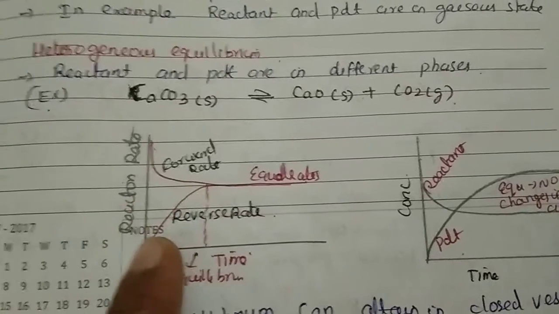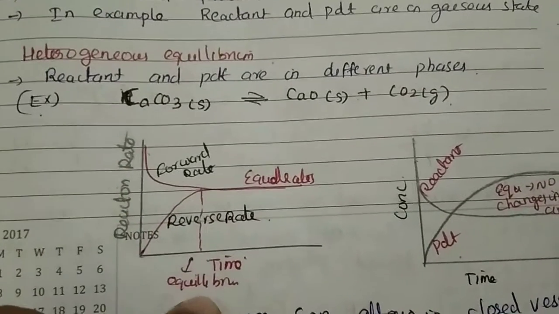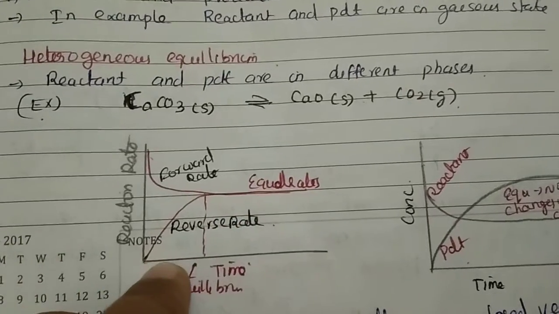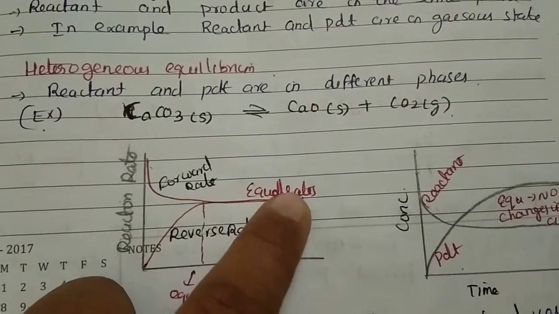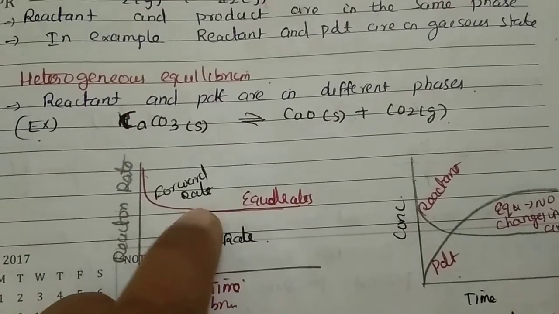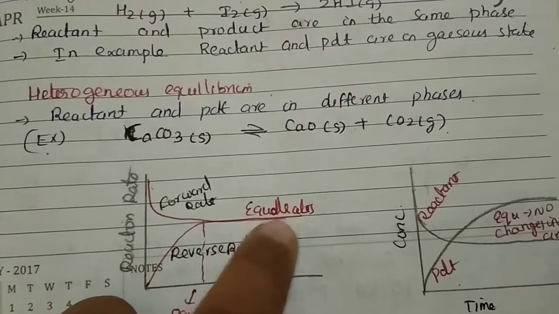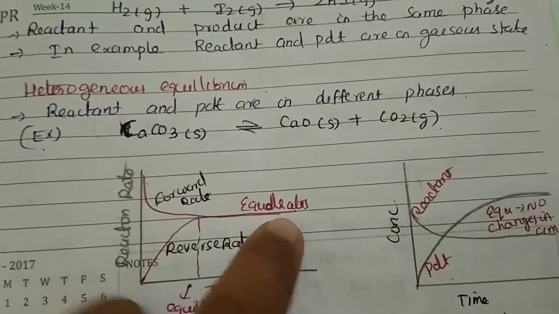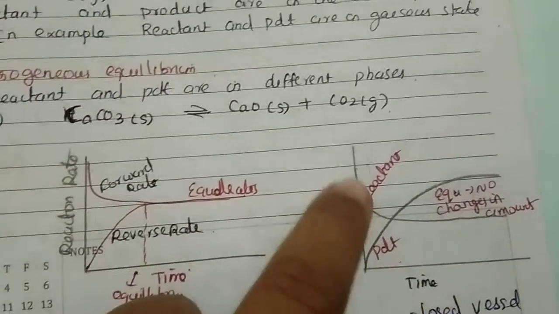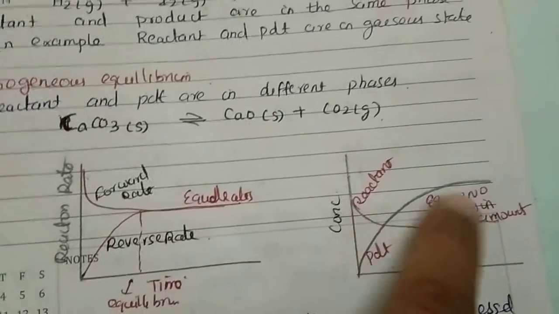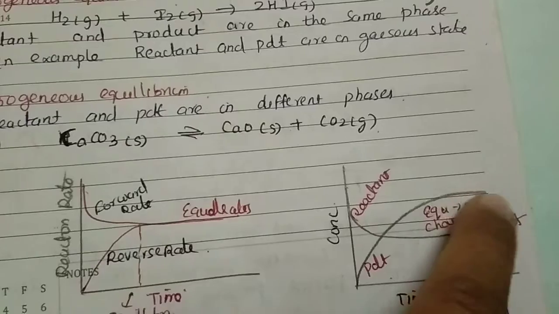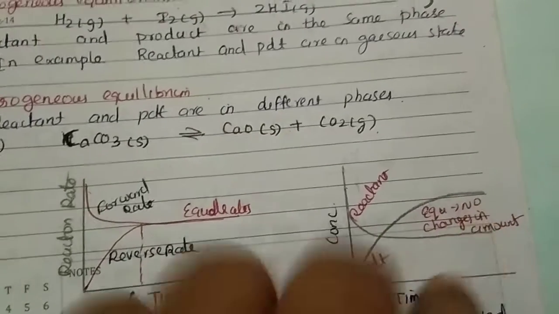See the graph. This is the graph between reaction rate and time. So this line represents the forward reaction rate. This line represents the reverse reaction rate. At some point, this is the equilibrium point. After this equilibrium point, we are getting constant values. Then this is the graph between concentration and time, reactant line, product line. So at the equilibrium point, the concentrations are constant.